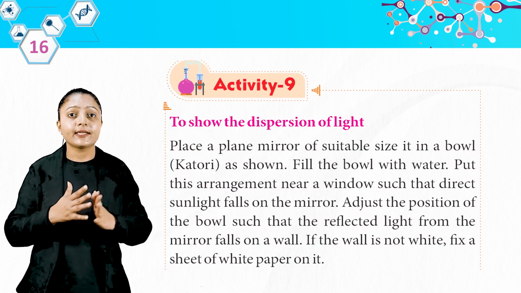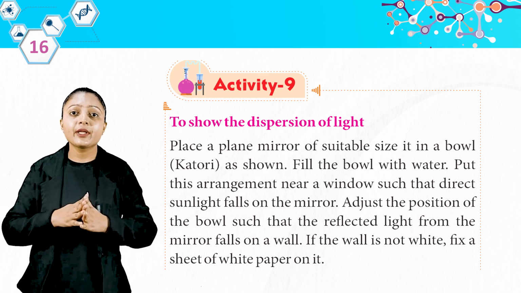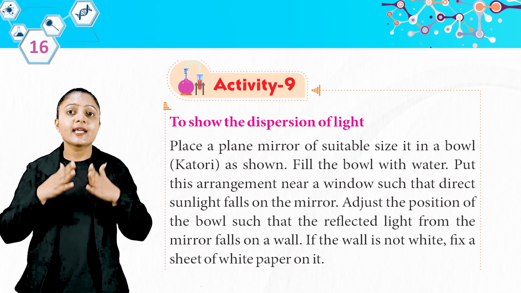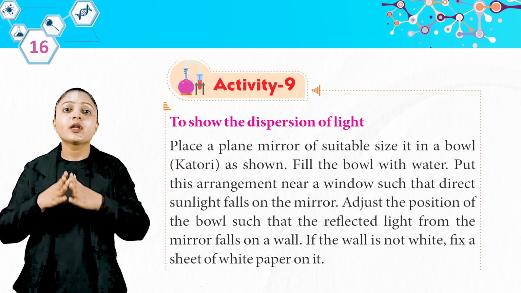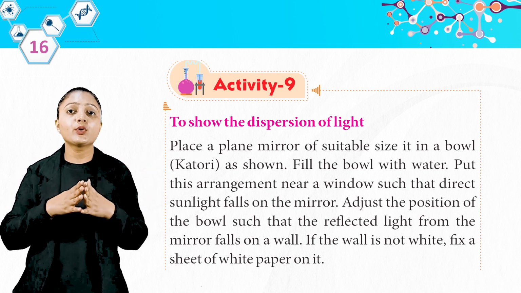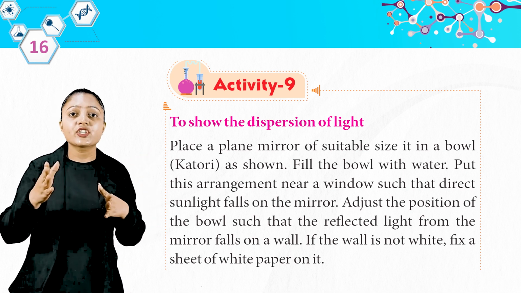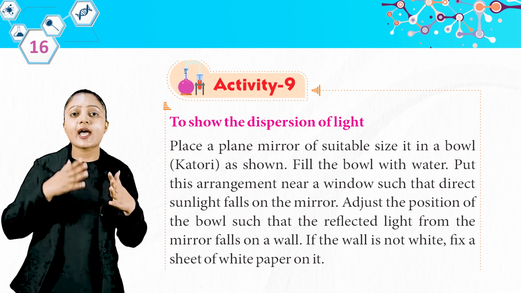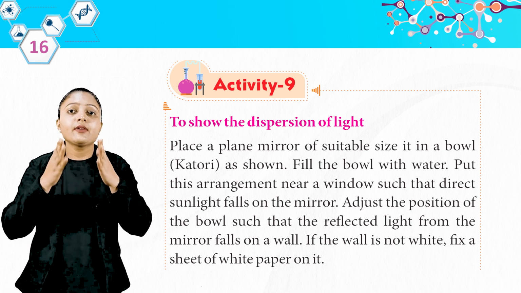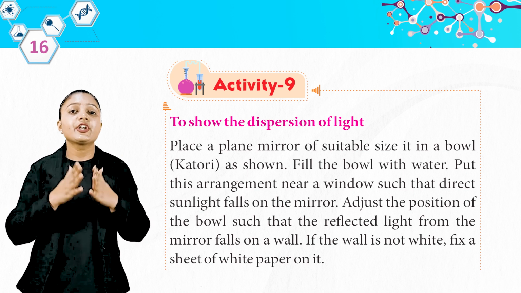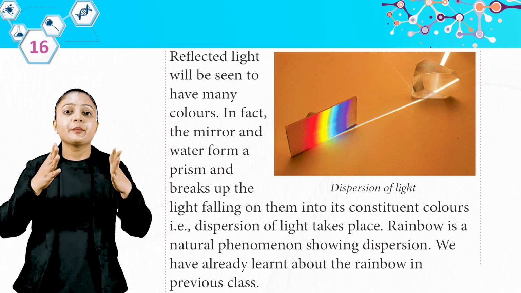Activity 9. To show the dispersion of light, place a plain mirror of suitable size in a bowl as shown. Fill the bowl with water. Put this arrangement near a window such that direct sunlight also falls on the mirror. Adjust the position of the bowl such that the reflected light from the mirror falls on the wall. If the wall is not white, fix a sheet of white paper on it. Reflected light will be seen to have many colors.